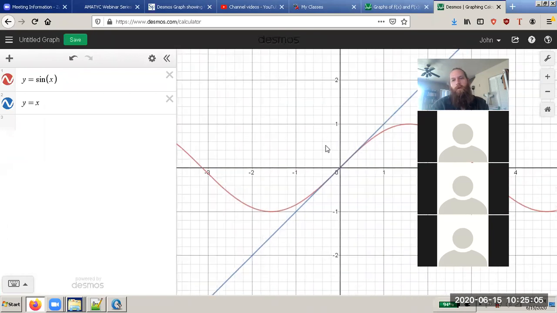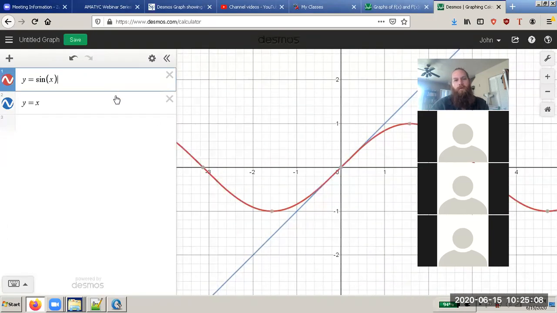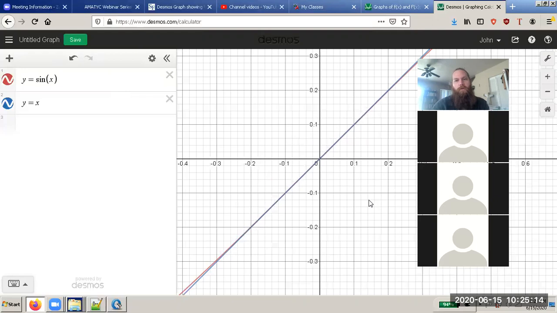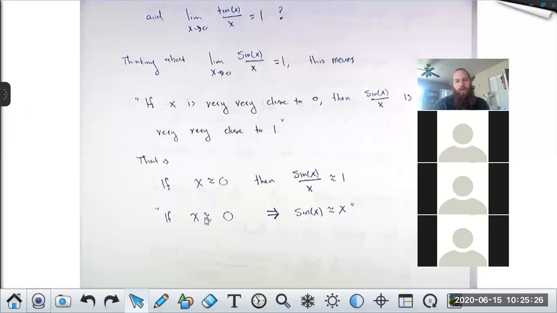Look very, very close to 0. The red is sine x, the blue is just x. And if we're looking super close to 0, it's hard to tell them apart. If x is very close to 0, then sine x is very, very close to x itself. This is called the small angle approximation for the sine function. And physicists use this all the time. Mathematicians get really annoyed at physicists because when they see sine theta, they just replace it by theta all the time under the assumption that theta is small.